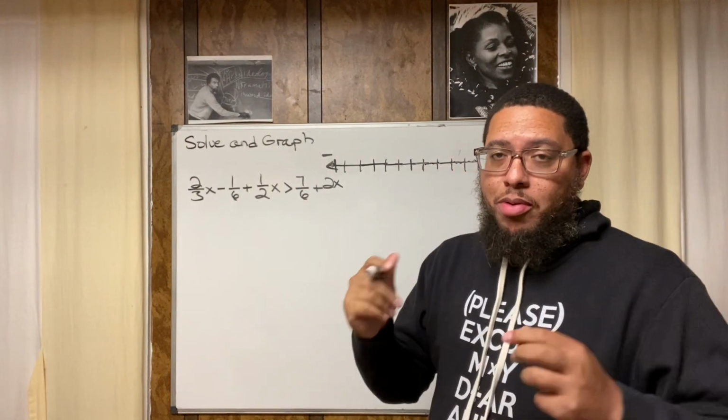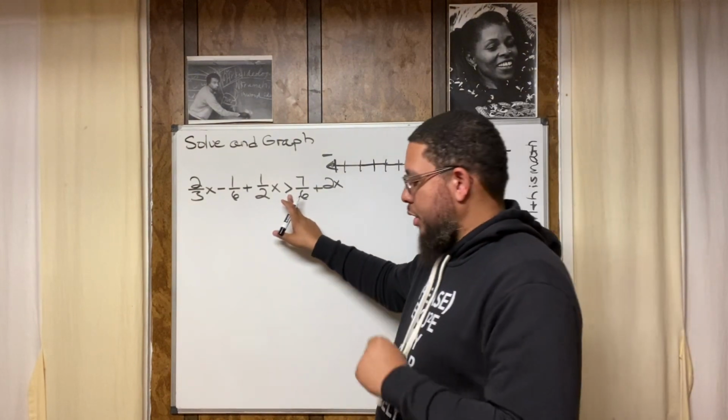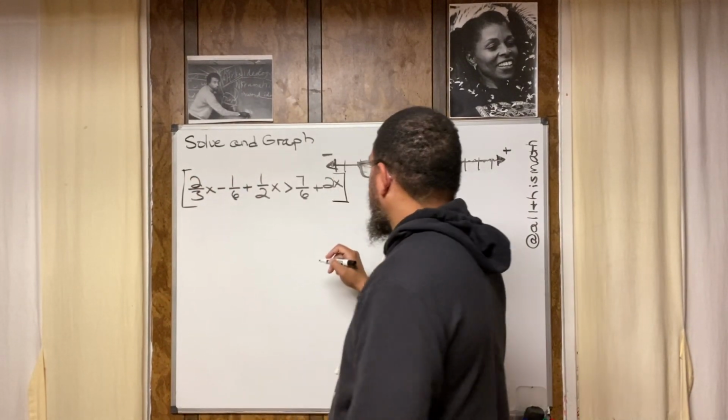I'm going to show you a trick for clearing out fractions. First thing you do is you draw brackets around the entire inequality. It's an inequality, not an equation, because it's got an inequality sign. So we're going to do this.